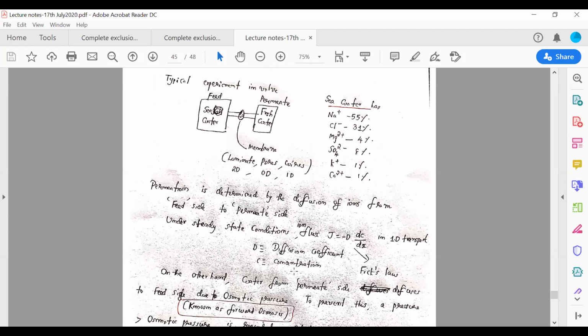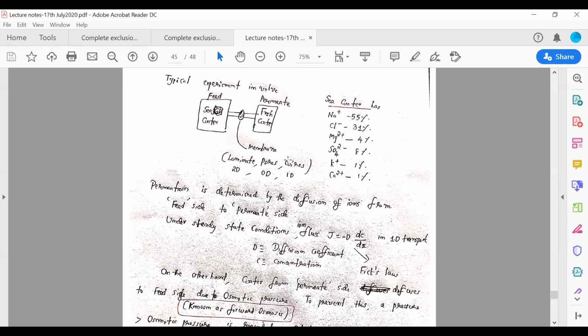So if you want to conduct an experiment, this is the way you do it. You have sea water on one side and fresh water on the other side. This is known as the feed and the permeate. The feed has the higher concentration of salt and the permeate has the lower concentration. Ideally, we want the fresh water to go to the other side, and we don't want any salt to mix with the fresh water.